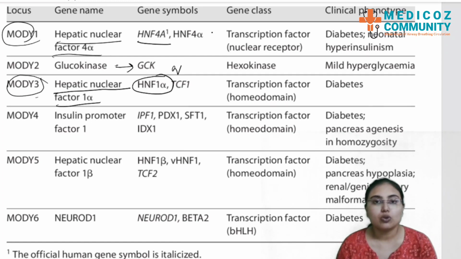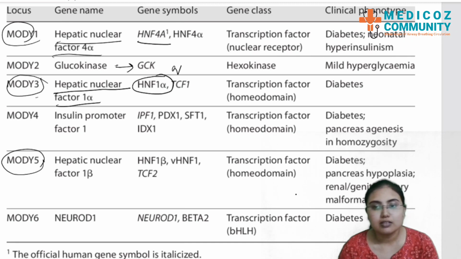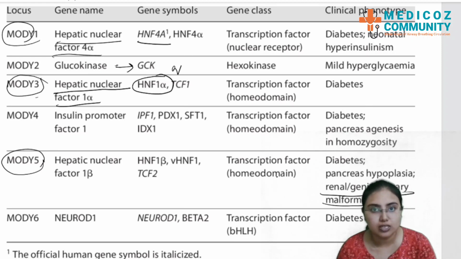All right. So also what has been previously asked is which MODY is associated with renal or genitourinary abnormalities. So you can see here MODY type 5 is associated with renal or genitourinary malformations. Alright. So dear students, this was a short discussion on type 1 versus type 2 DM and type 2 DM versus maturity onset diabetes in the young. I hope this was useful for your exam.